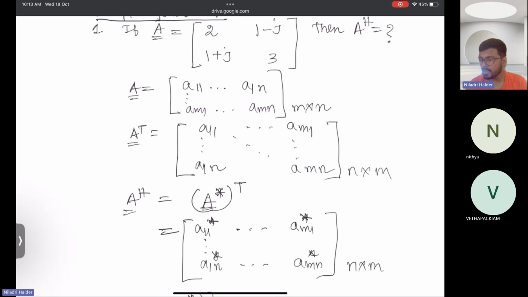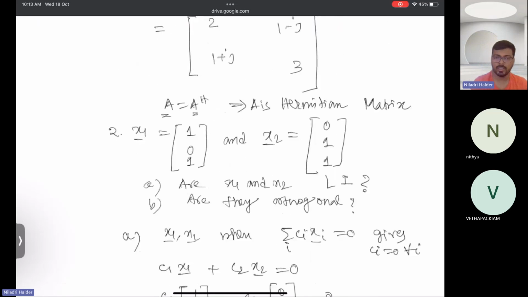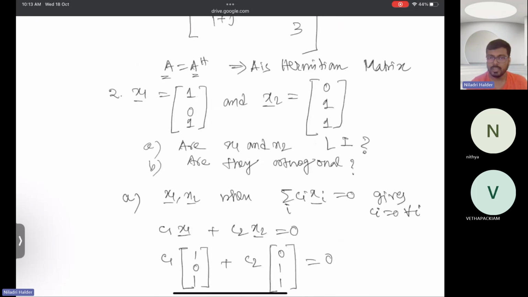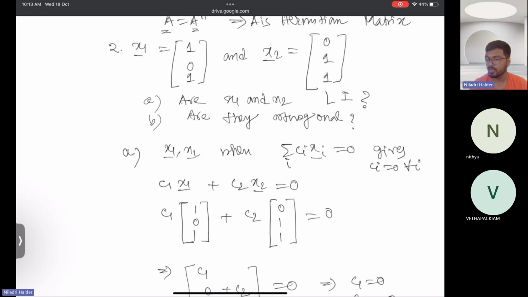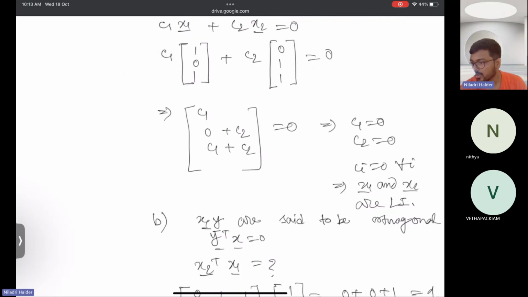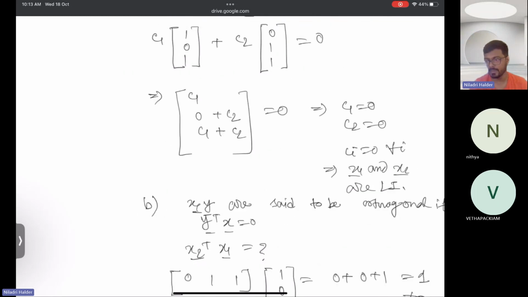Then there are two vectors. So we need to show whether they are orthogonal or not. The first question is, are they linearly independent or not? So for linear independence, we need to solve the equation summation of Ci xi is equal to zero, and see what the solution of that equation is. So here summation Ci xi is equal to zero gives the solution that all Ci are equal to zero for all values of i. So that means x1 and x2 are linearly independent.